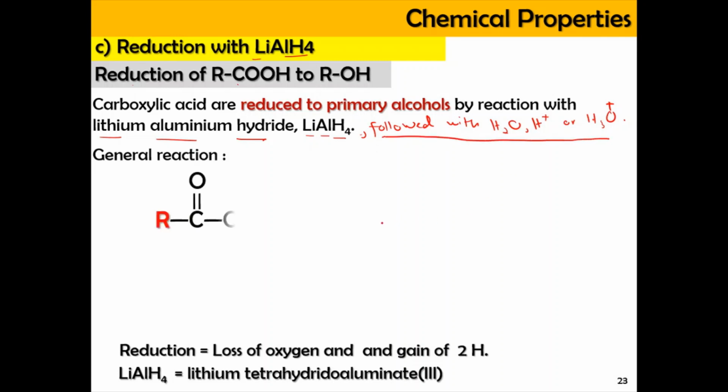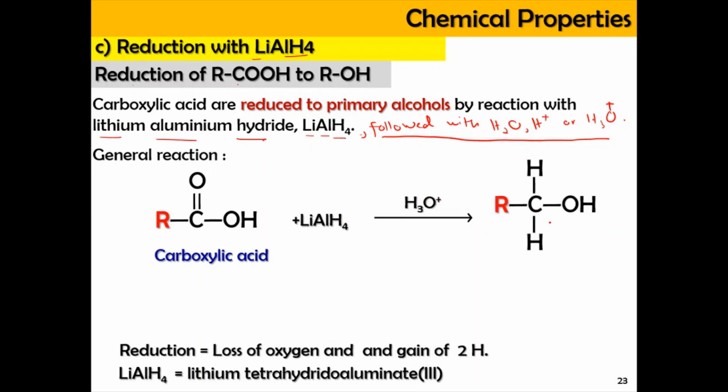Okay, so let's say you have a carboxylic acid and you want to reduce it to an alcohol. What you're going to do is react it with lithium aluminum hydride followed by hydrolysis, and this is going to produce a primary alcohol. The reduction process means it's going to lose oxygen and replace that with two hydrogens, H and H here, and that is why you get an alcohol.